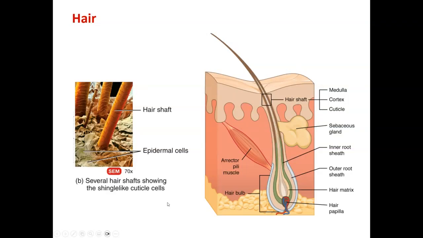Okay, what else? The sebaceous glands, the oil glands, are attached to the hair follicle, and the oil comes out along the shaft to help waterproof the skin and hair.